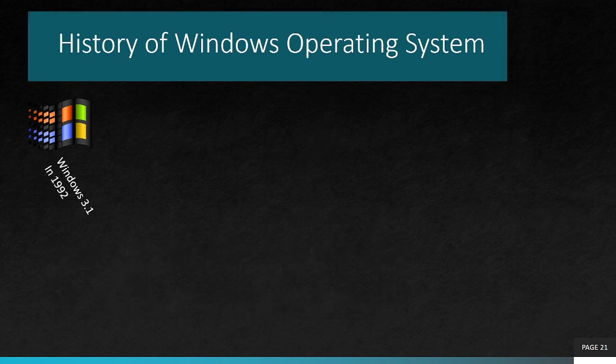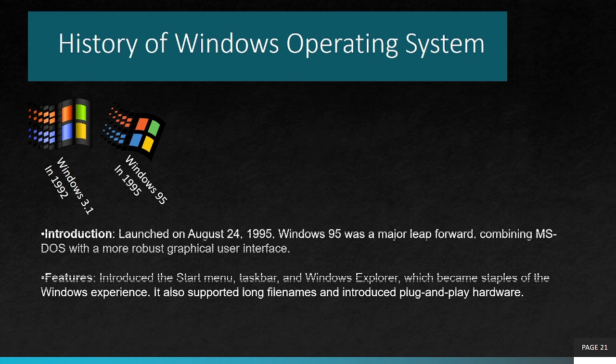Then we have Windows 95. What do you mean by the 95? Windows 95 was launched on August 24, 1995, by combining MS-DOS, the Microsoft Disk Operating System, to provide you the graphical user interface. And if you go to the internet and discuss it, from Windows 95 only, we got the taskbar, we got the icons, we got all those kinds of features.